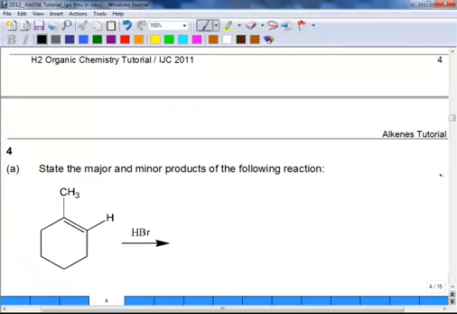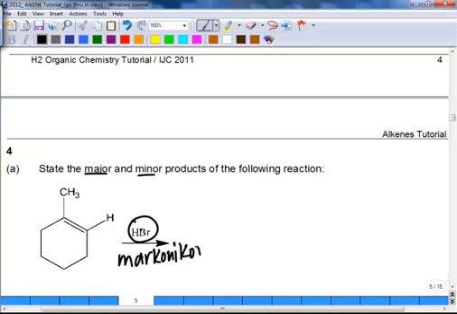Okay, next part, they say state the major and minor products. Sit down first. When you say state the major and the minor, let's see. Class, if we have a HBr again, what's the rule? Markovnikov rule. Again for Markovnikov rule, check your carbon atom. Which one has more hydrogen attached to it? The first or the second carbon? Second. Over here I have 1 hydrogen atom.